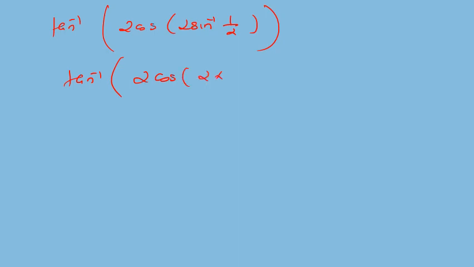Simplify tan inverse 2 cos 2 sin inverse 1 by 2. So what you have to do? You know sin inverse 1 by 2 is what? Sin inverse 1 by 2 is pi by 6.